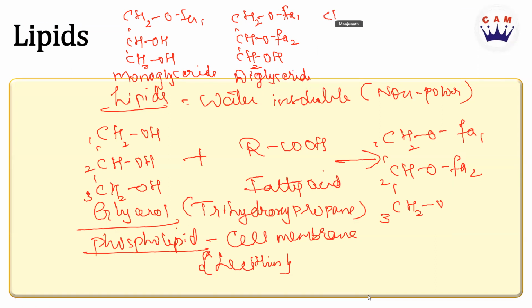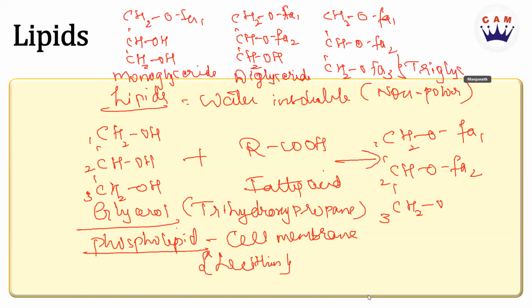If glycerol is attached to 3 fatty acids, fatty acid 1, fatty acid 2, fatty acid 3, then this structure is called as the triglyceride. So whatever food we take, generally we take it as triglycerides. It gets digested to diglyceride. Diglyceride gets digested to monoglyceride. Finally, monoglycerides get digested to glycerol and fatty acids.